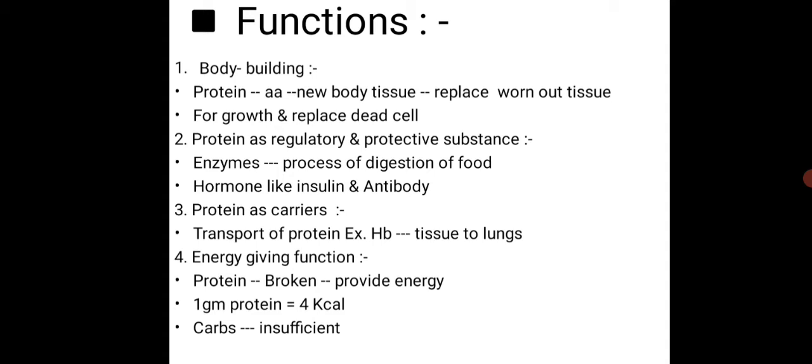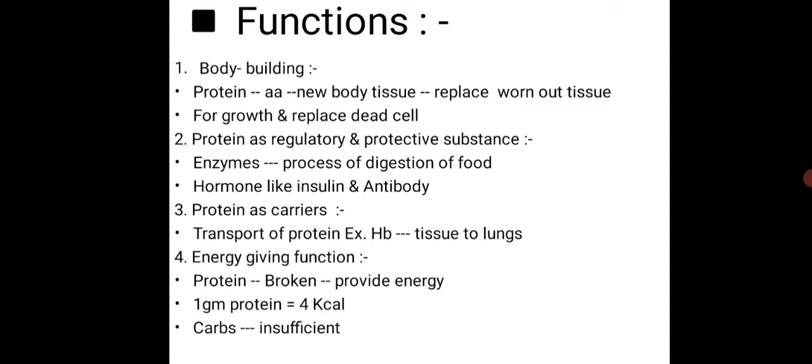Enzymes and hormones, both are regulators. Hormones, for example insulin, regulate our glucose level, sugar level. Then protein as a carrier. How?